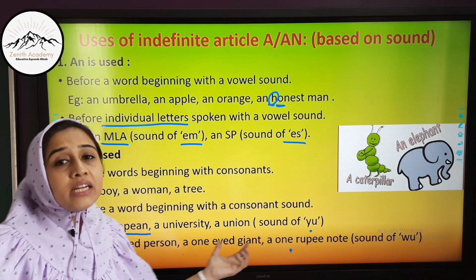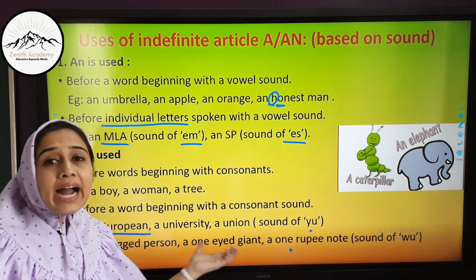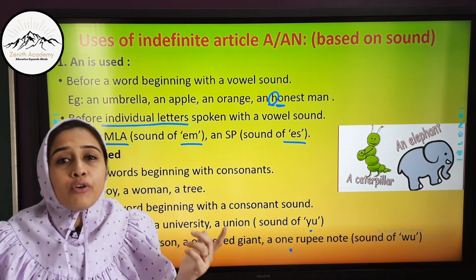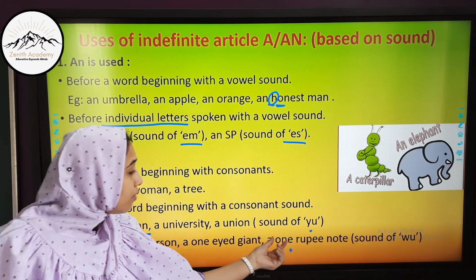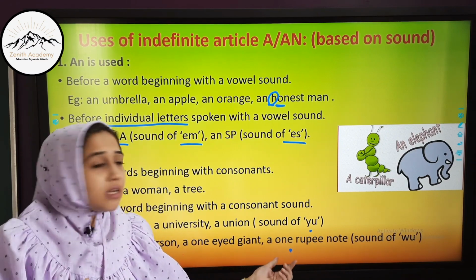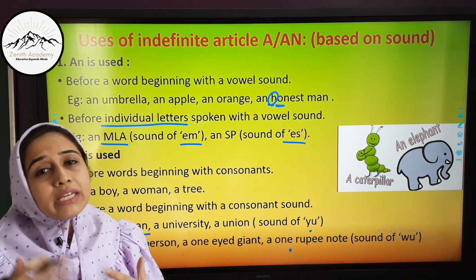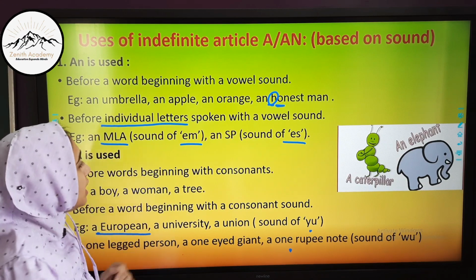A one-eyed giant. We have often studied this in stories. A one-rupee note. We never say I have an one-rupee note. It is I have a one-rupee note. So one has the sound of W, and university the sound of Y. These sounds you always have to take care of and concentrate on. Let's move ahead.